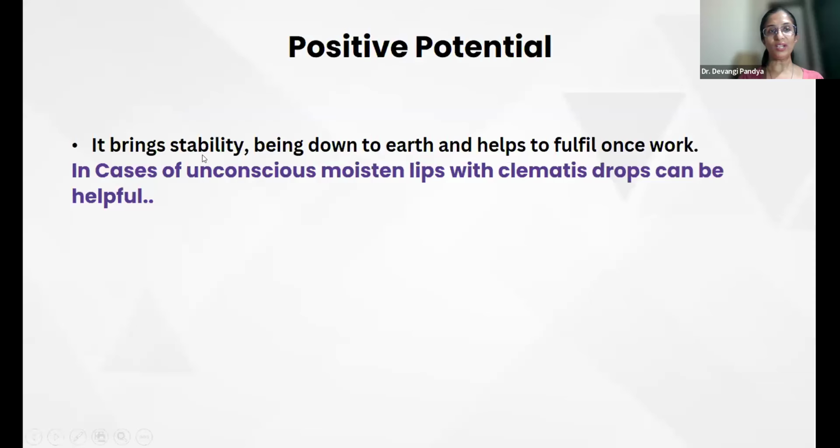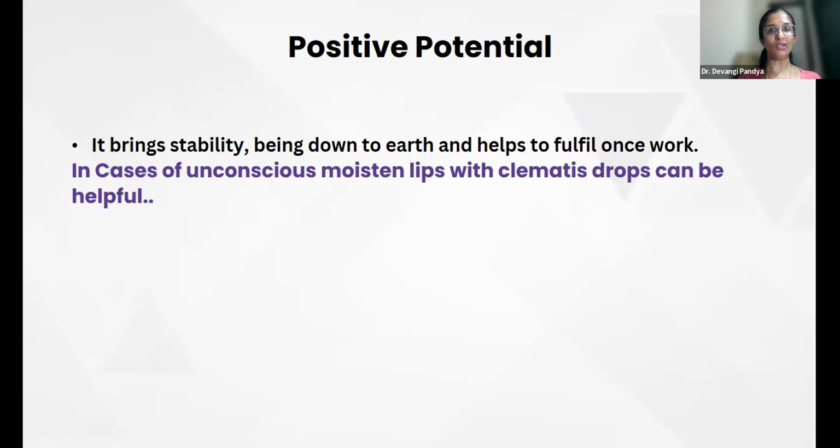What is the positive effect of the remedy? It will bring stability, being in the present state. It is said that if a person is unconscious and the lips are moistened with clematis, then it will help that person to recover better.